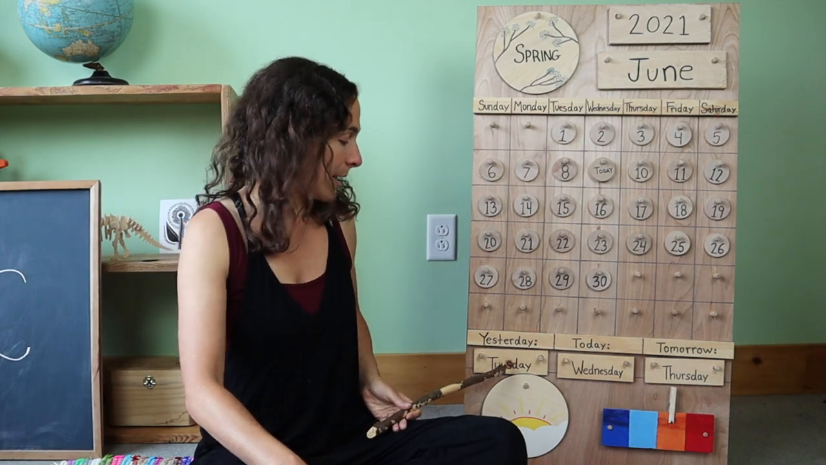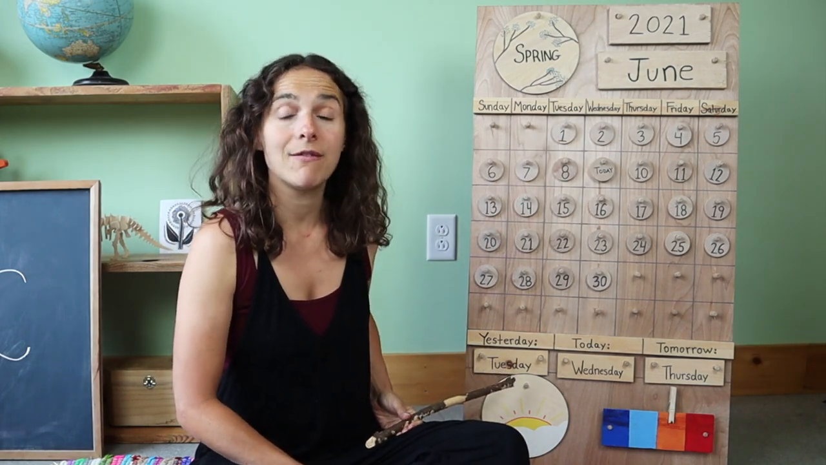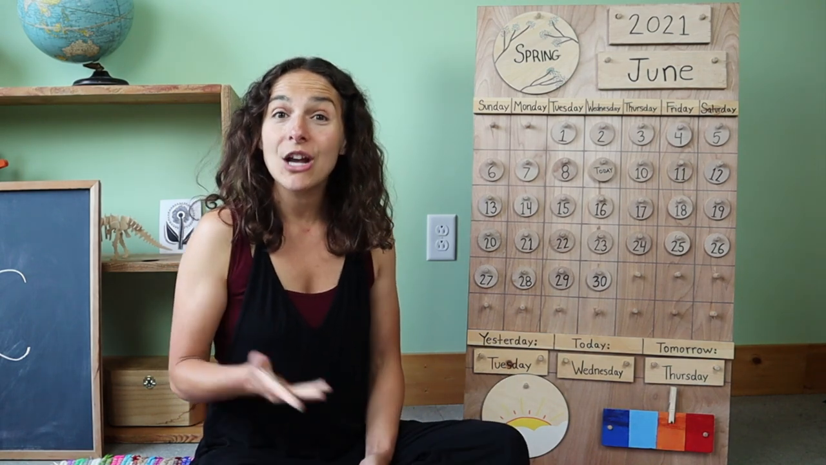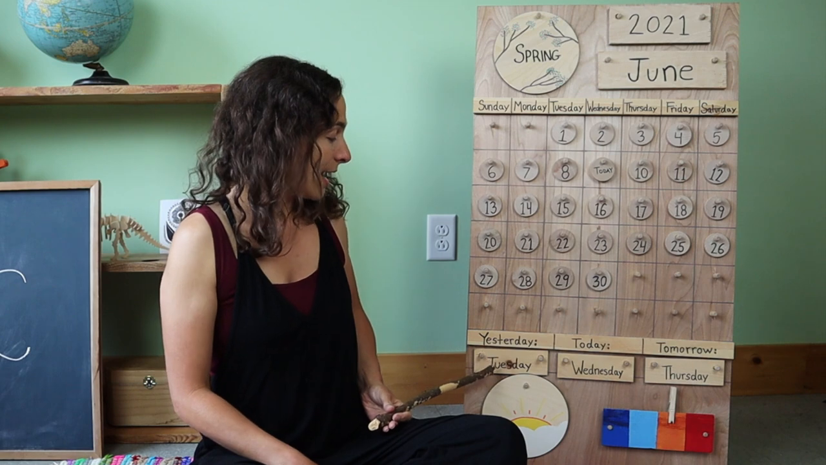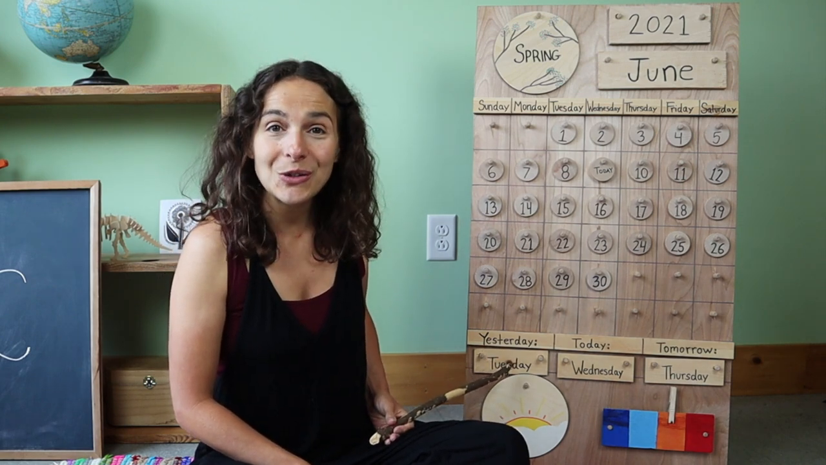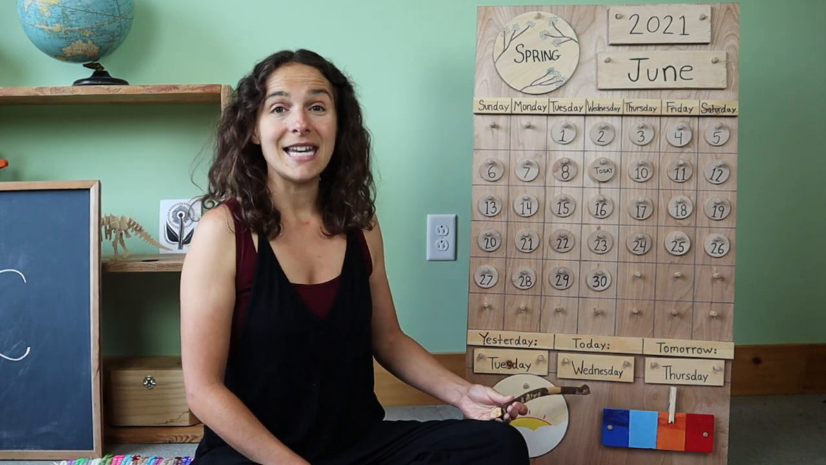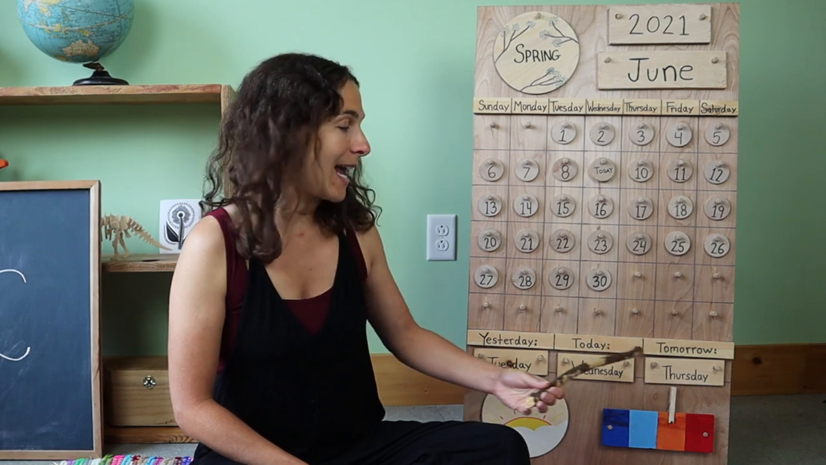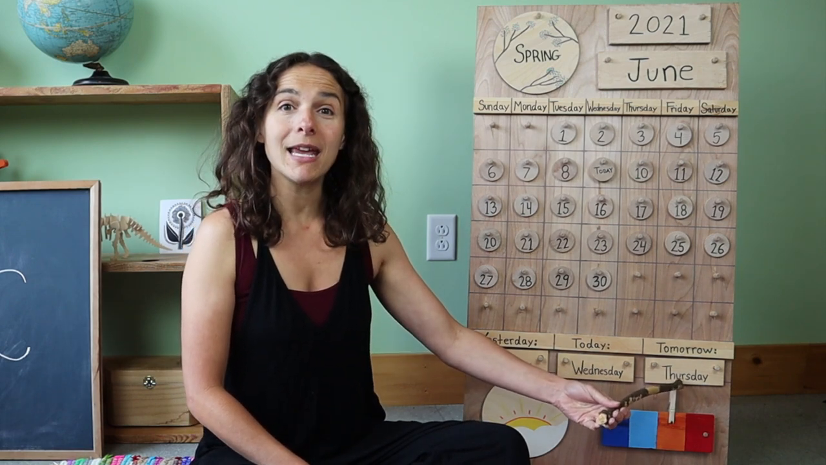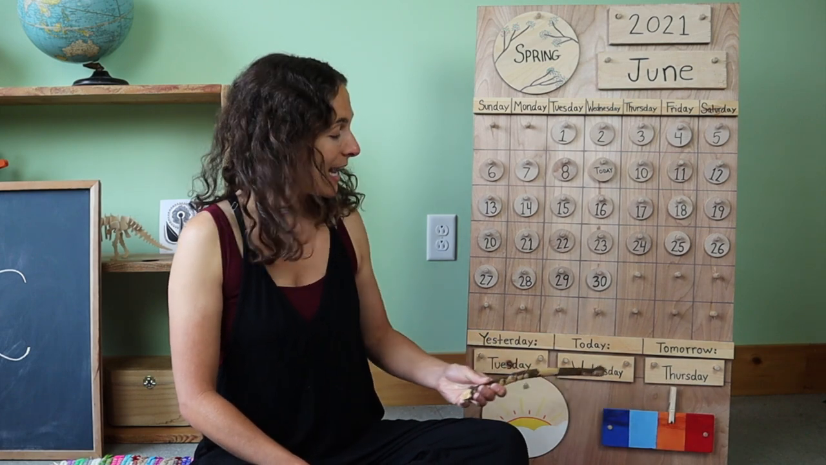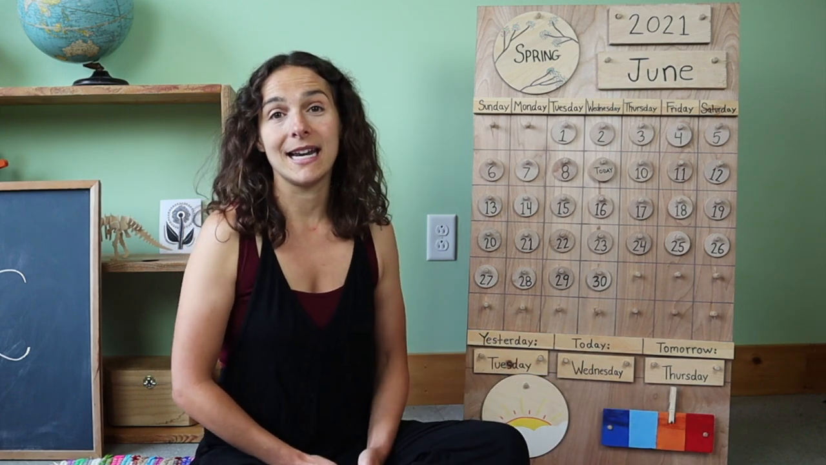Let's go down to the bottom of the chart. I'm going to give you the sound that the day starts with. And if you know what day it is, you can say it out loud. Yesterday was T. Tuesday. Today is W. Wednesday. Tomorrow will be Th. Thursday. Let's sing Today is Wednesday together.